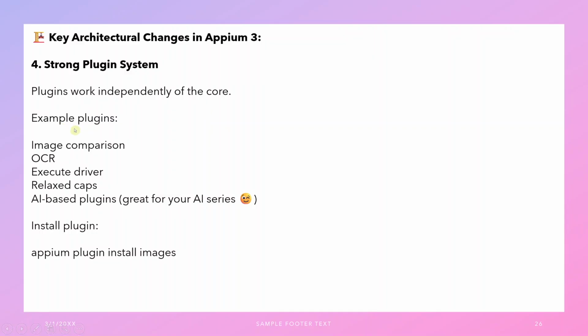These are basic examples of plugins: image comparison, OCR, relaxed caps, all these things. We have already run this command, appium plugin install images. Okay, this is the fourth architecture change.